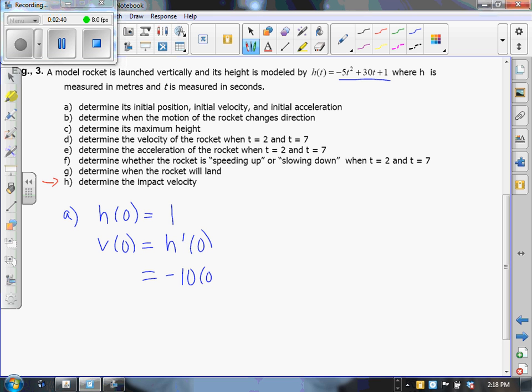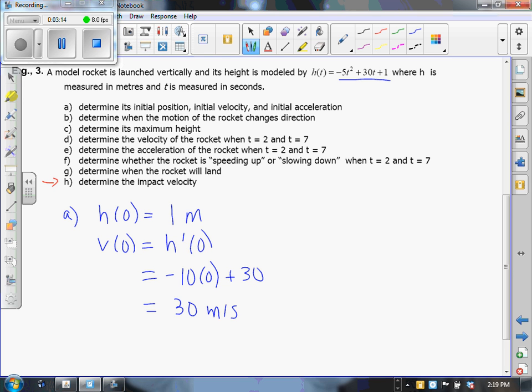So I'm just going to put in a 0 for that time. If we take the derivative of 30t, we end up with 30. And the derivative of the 1 is 0. So in looking at this, we have 30. Units, we're looking at velocity. This is meters per second. And back in part A, for h at 0, a height of 1 meter.